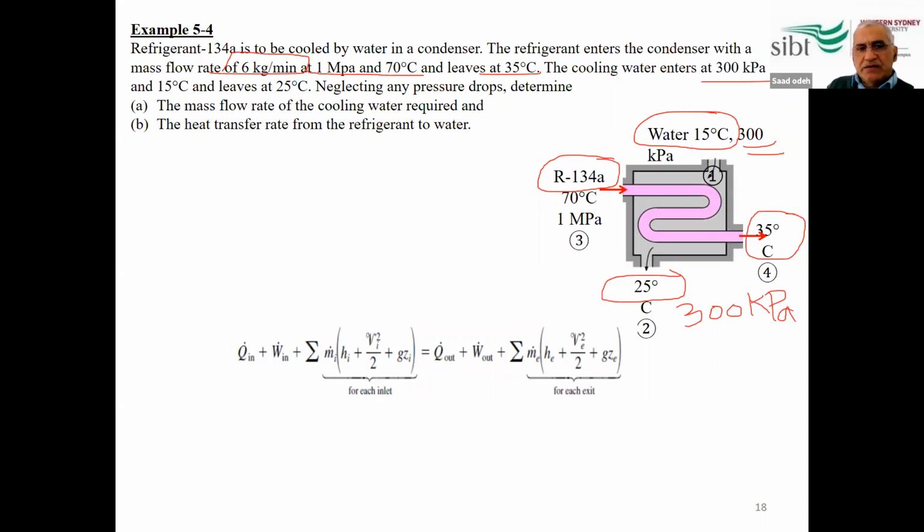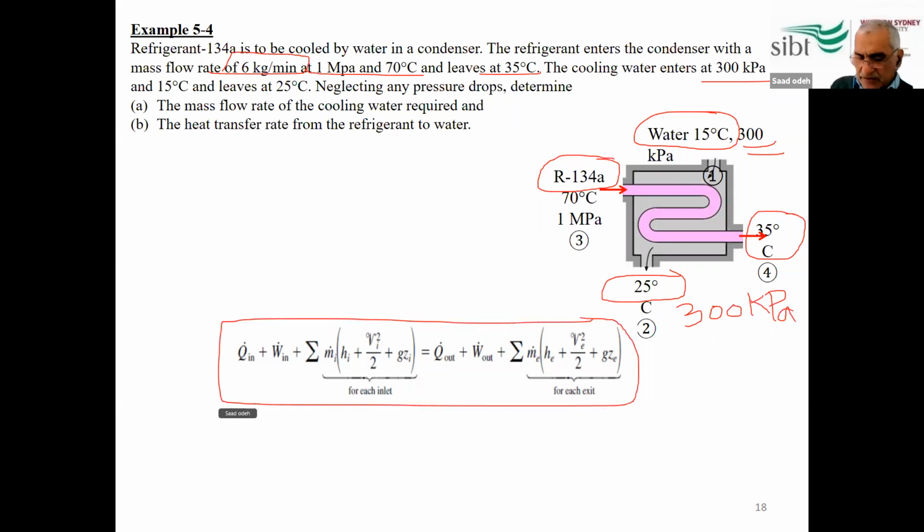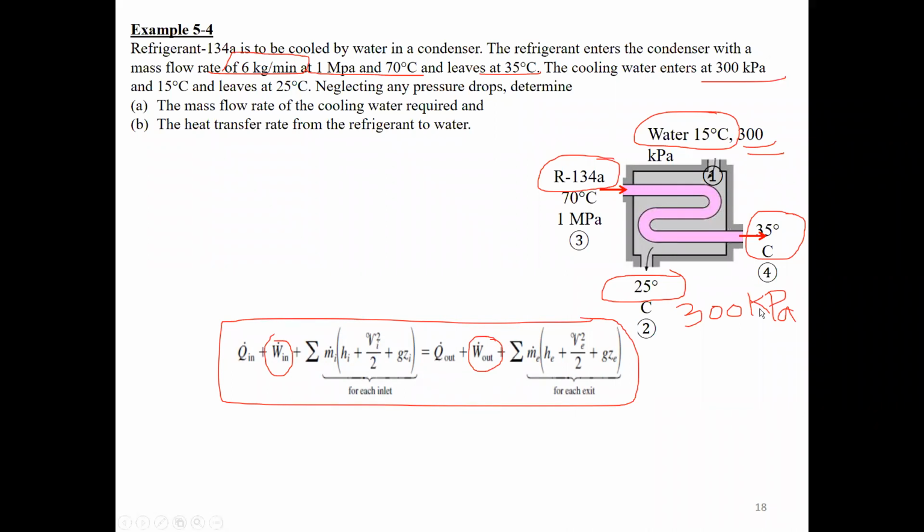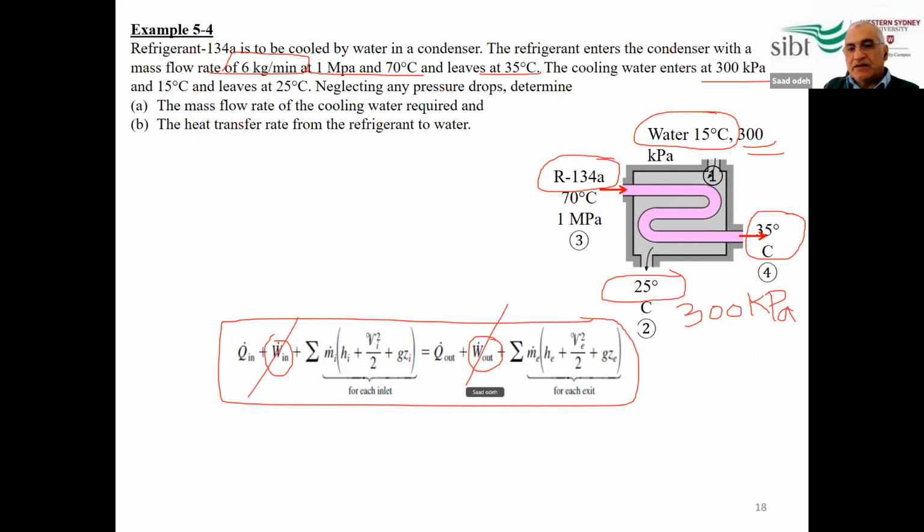So we know this information. Now, again, you have this equation. You can apply it here. Let's check what we can remove or what we can eliminate from this equation. Can we eliminate the work in and work out? Is there any work in and work out? Jenshi? No, sir. No, good, thank you. So we can eliminate these two.